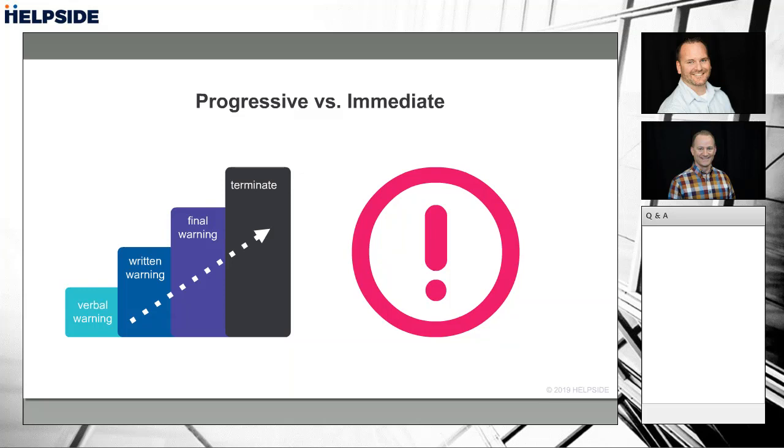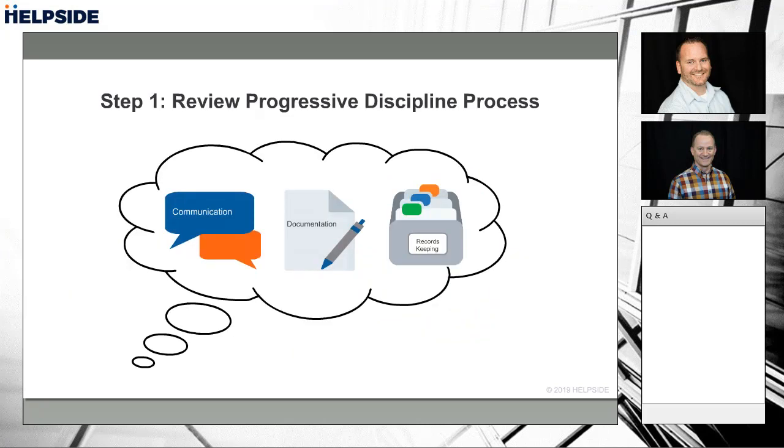All right. Now, the next thing you want to consider then is the progressive versus the immediate termination. So we talked about the progressive disciplinary process yesterday, so you can listen to that if you haven't heard it already. But basically, you're going to ask yourself, is this the culmination of a progressive disciplinary process, or is this something that we immediately need to terminate the person for? So step one then is to review your progressive disciplinary process.